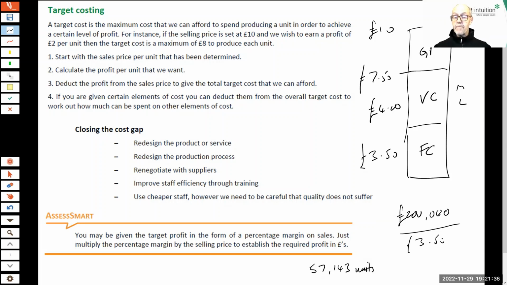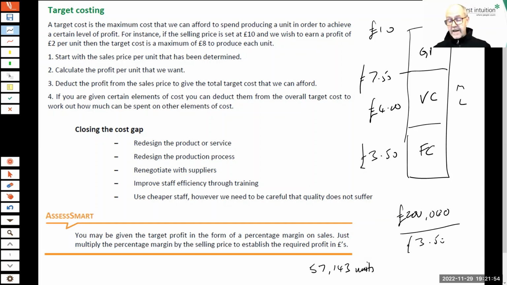If at a price of £10 we can only sell 50,000 units, we know before we've spent a fortune developing, designing, producing, setting the factory up, it's not going to be viable. So that's how we work backwards.